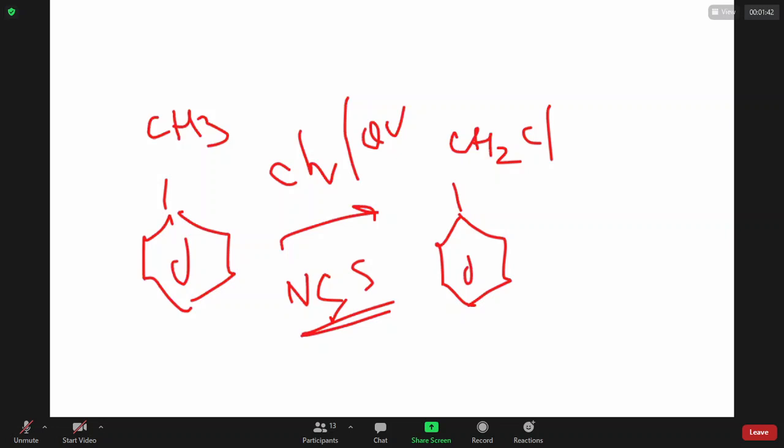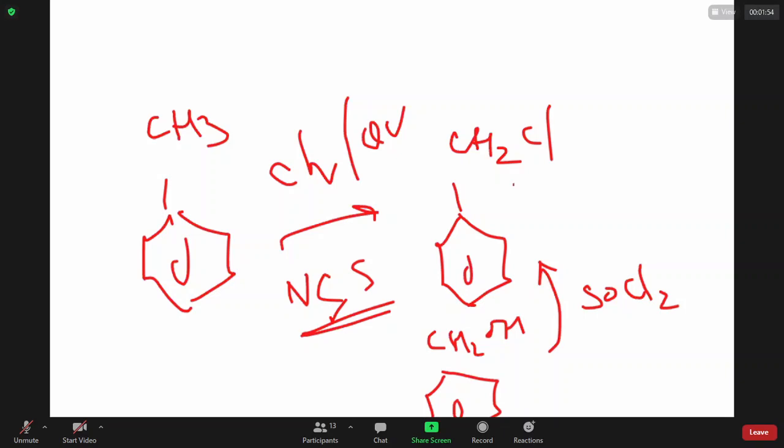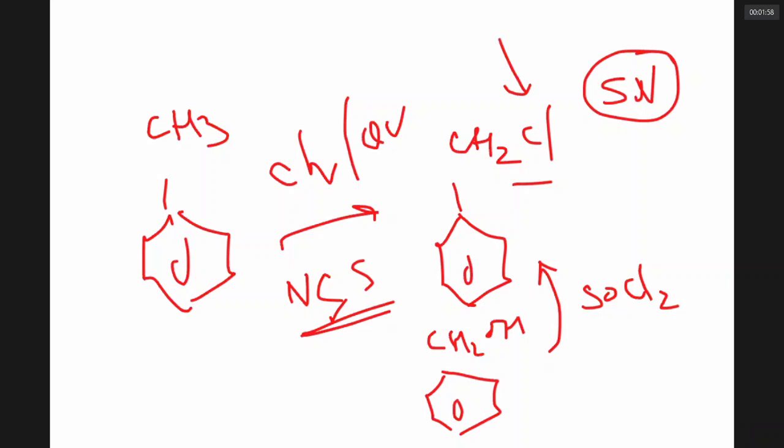Well, if you want, you can also try this. You can take benzyl alcohol and put PCl3 or SOCl2. No problem. The benzyl chloride, what are the characteristic reactions? Means SN reaction. What do you mean by SN? Means Cl minus, a nucleophile, is replaced by another nucleophile.